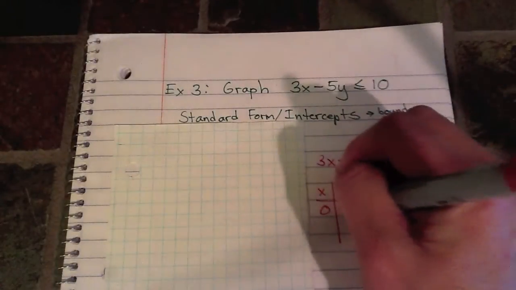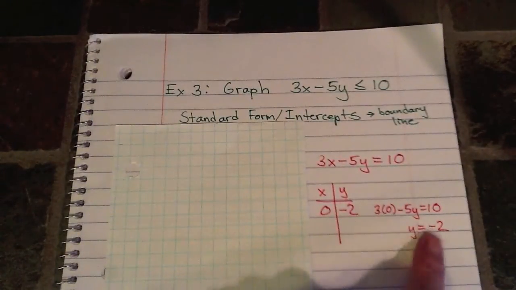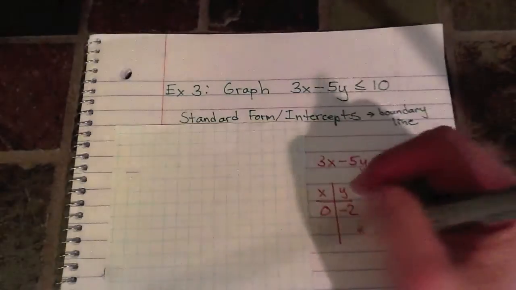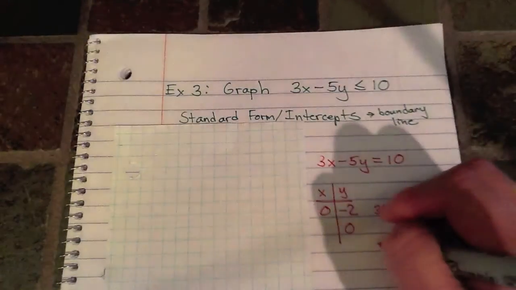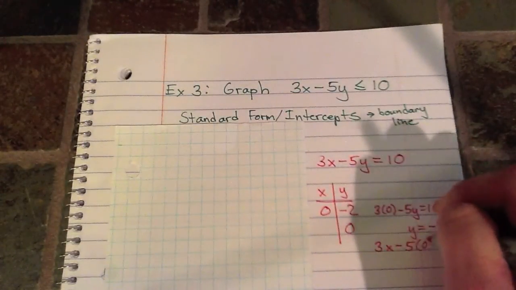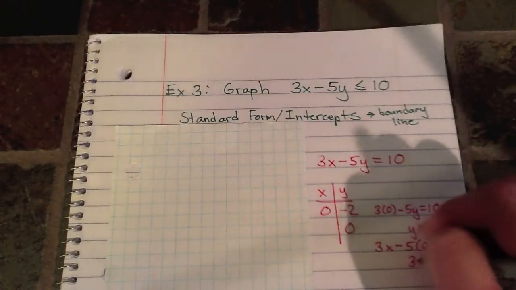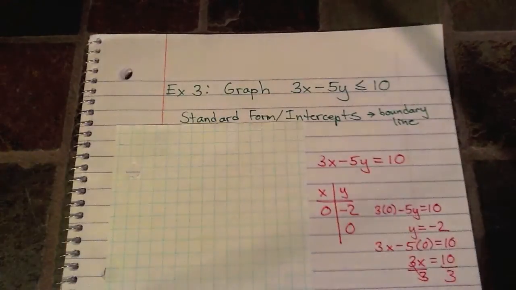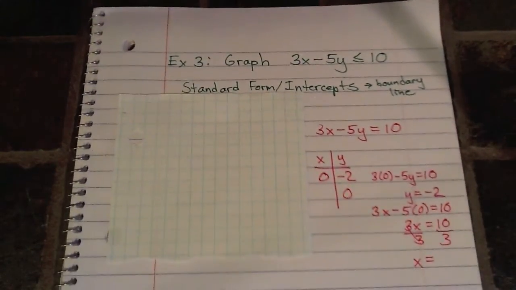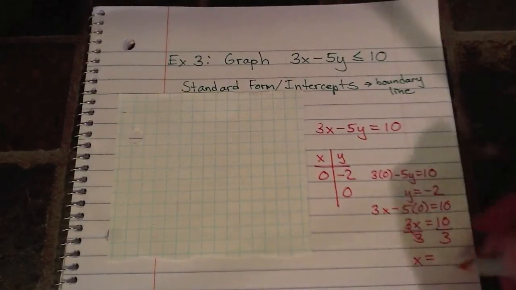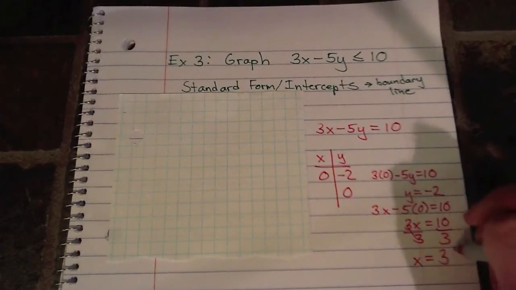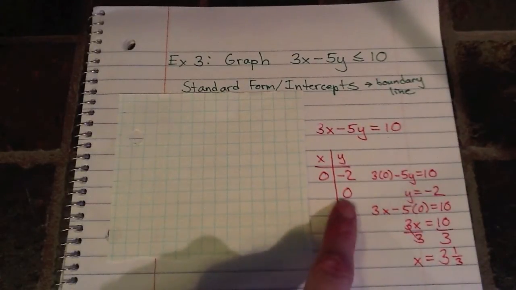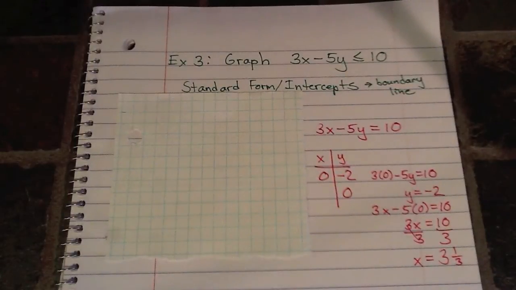And then you plug in negative 2 for y. When x is 0, y is -2. And then you do the same thing, but you plug in 0 for y. So now I have 3x subtracting 5 times 0 equals 10. I end up with 3x equals 10, divide by 3, and x ends up being 10 over 3. Or I can make this a mixed number for graphing. 3 goes into 10 3 times with the 1 left over, so 3 1/3. And then that's when y is 0, x is 3 1/3.